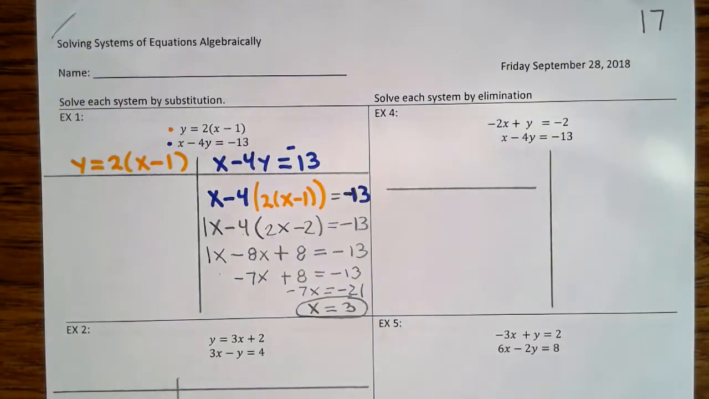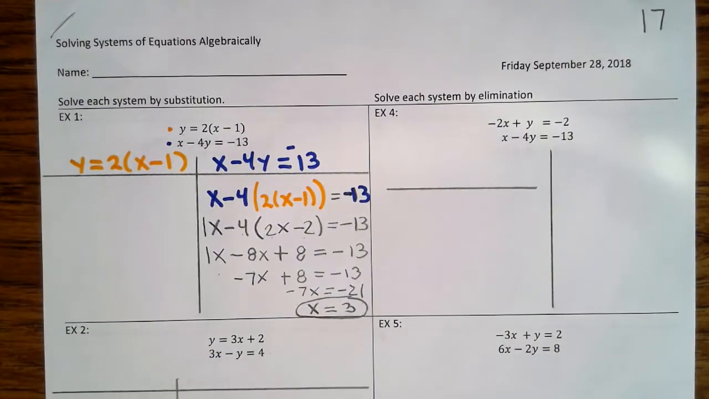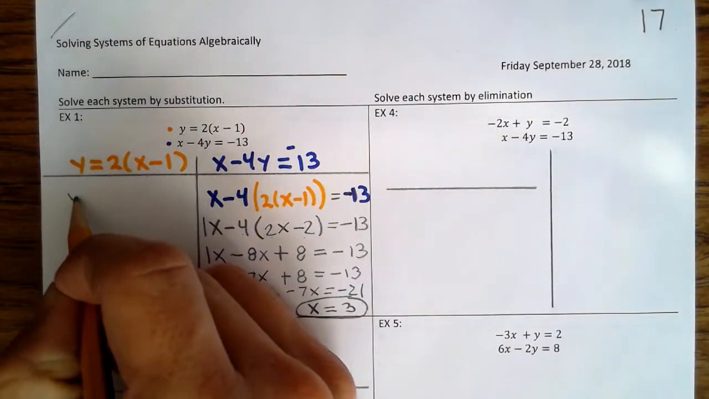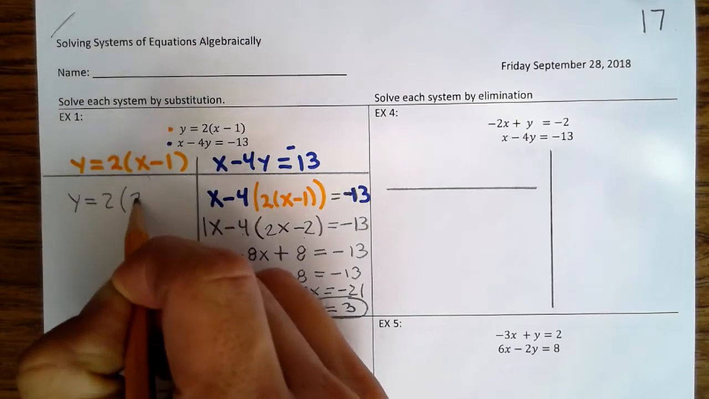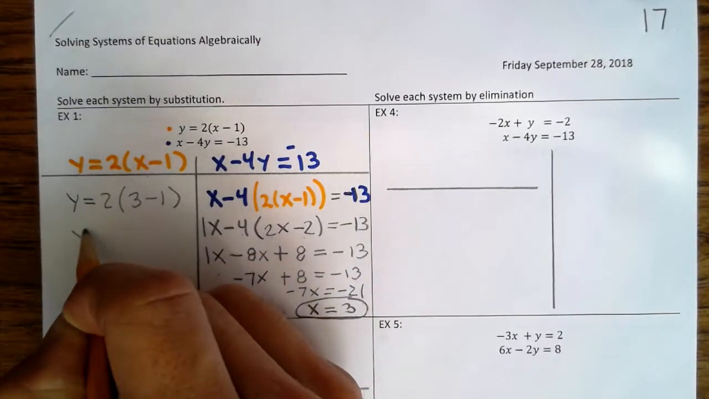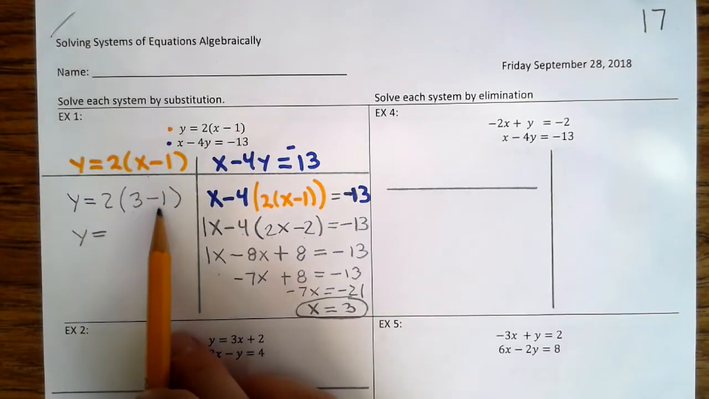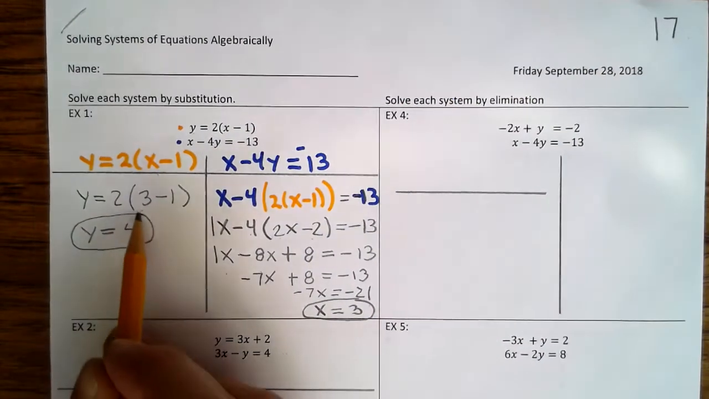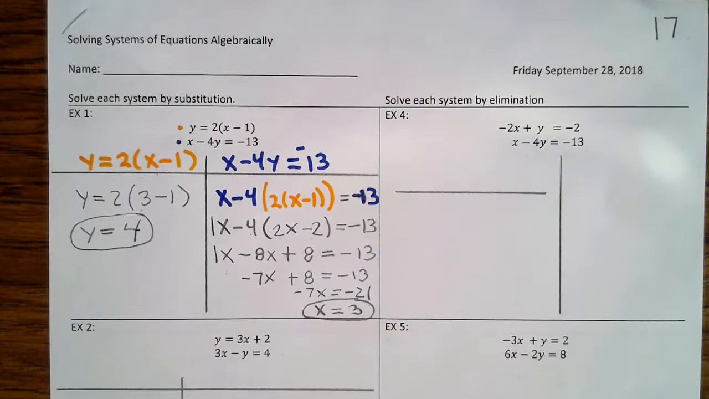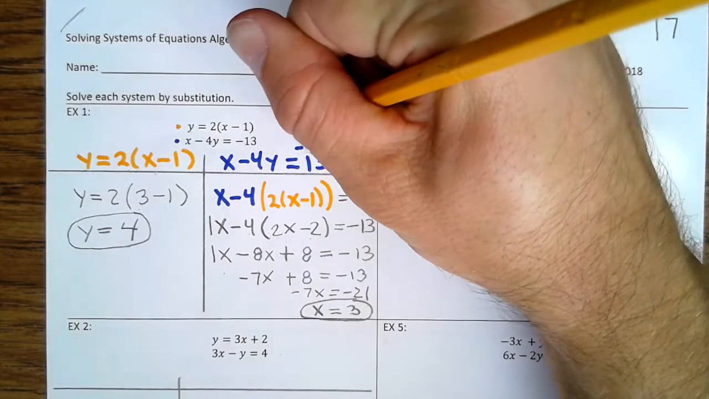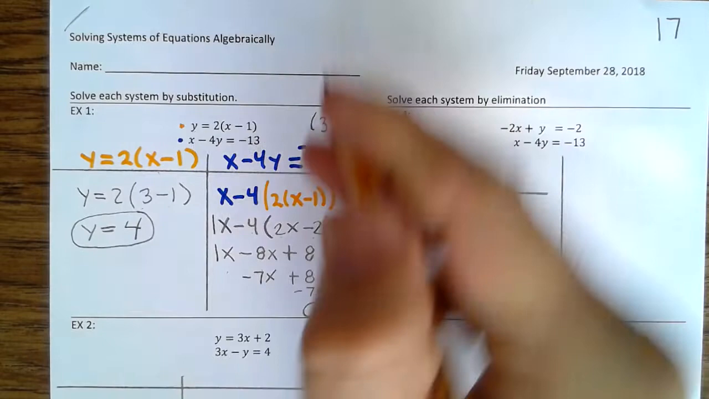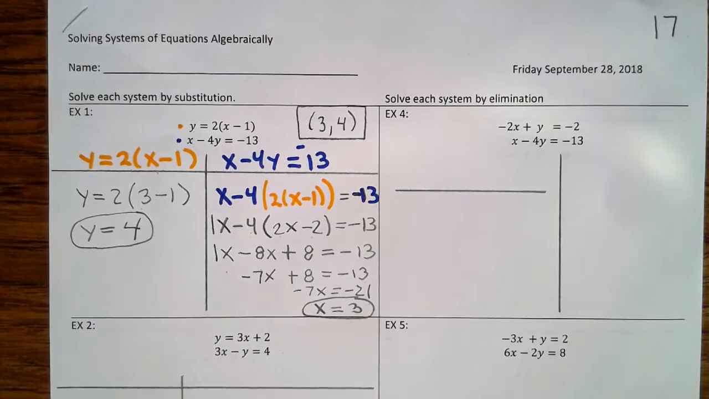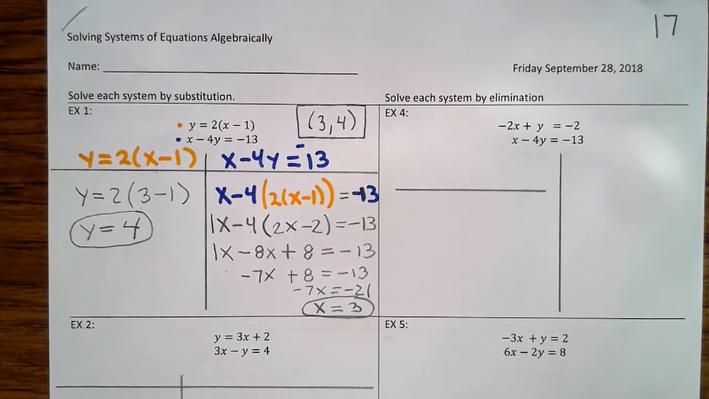All right, now the next step is to use the found variable in step 3 to find the other variable. So now we're going to substitute x equals 3 into here. So that's y equals 2, parentheses 3 minus 1. So 3 minus 1 is 2. 2 times 2 is 4. Now this is where a lot of students forget, but you actually have to write the solution as a point. So the solution to this is 3, 4. All right, so now finish up example 1.